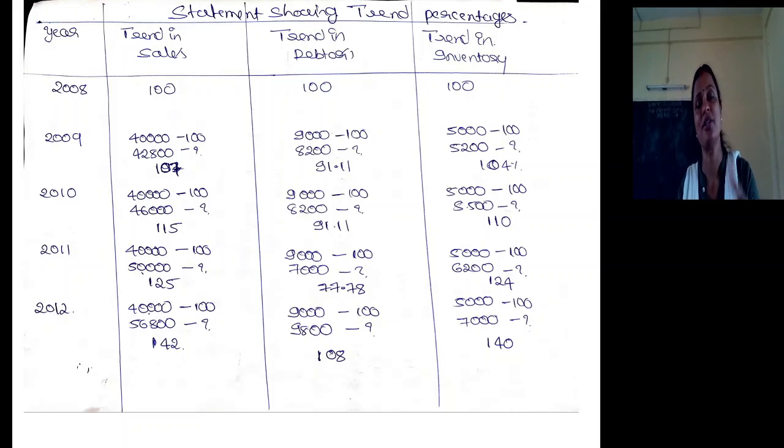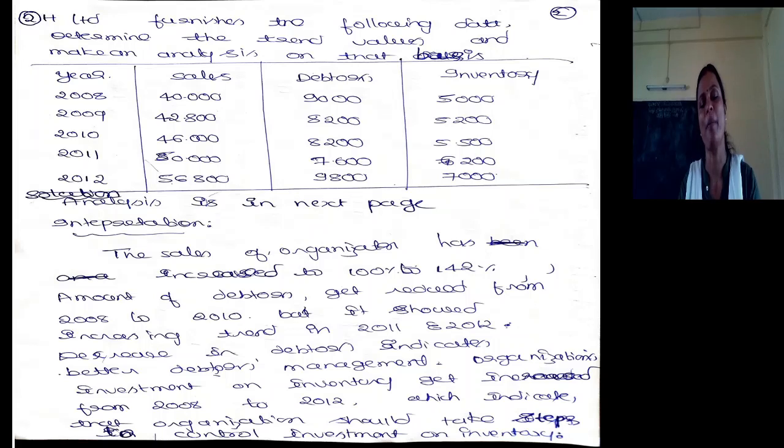in sales, debtors and inventory indicate. We need to comment that the sales of the organization have increased from 100% to 142%. The amount of debtors reduced from 2008 to 2010, but it showed a little bit of an increase in trend during 2012. A decrease in debtors indicates better debtor management.